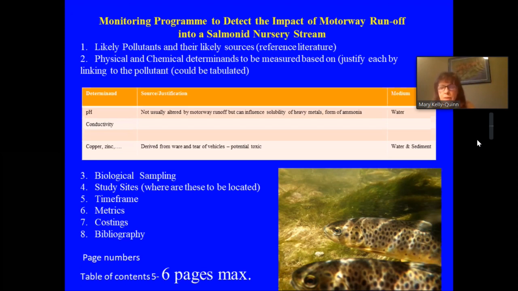Okay, where possible, tabulate and keep the text to a minimum. So the piece on the likely pollutants, we're probably talking about a maximum of about half a typed page. And if you do it under these headings, then we should be okay. Has anybody got any questions on that?